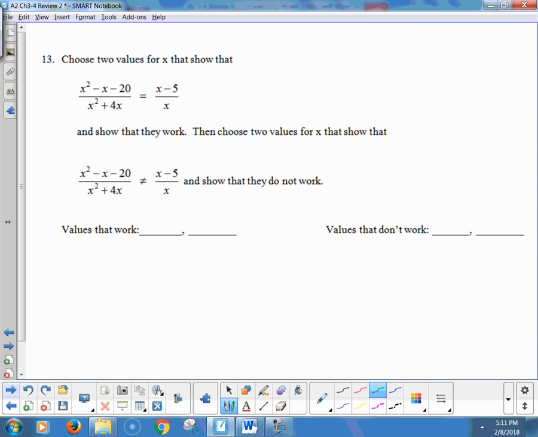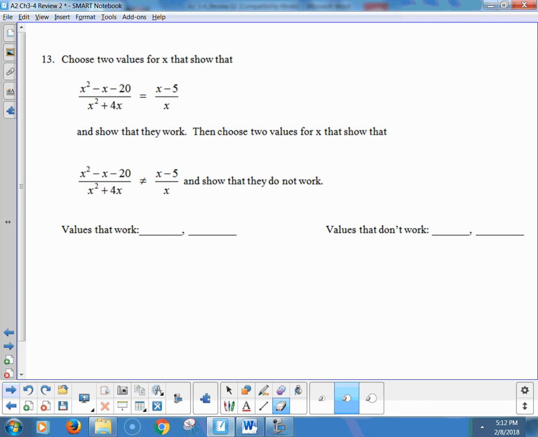Let's take a look at 13. If you are doing this from the worksheet, you will notice that I had to make a couple of revisions. This is supposed to be x minus 5. I apologize for that, but it's fixed on the video. Doesn't help people much who aren't watching the video, though.